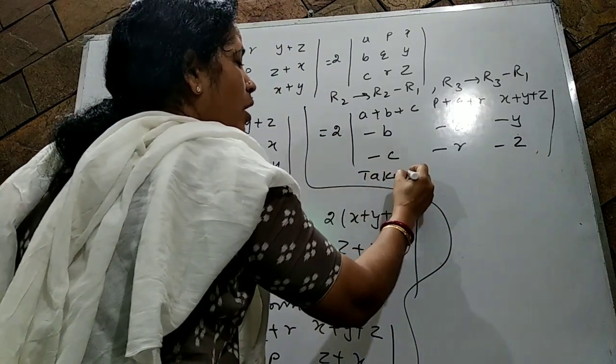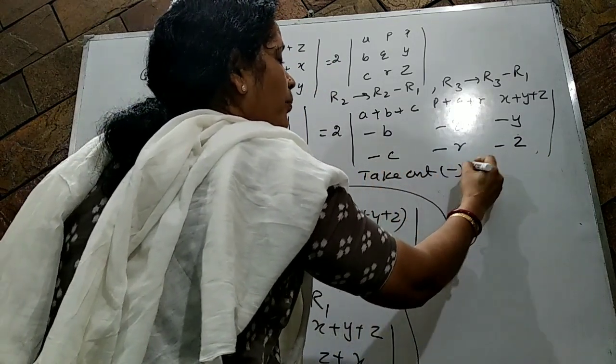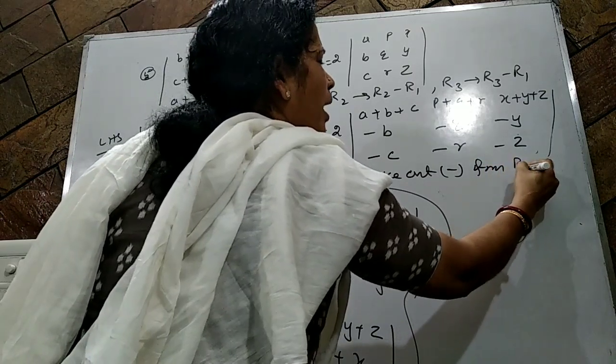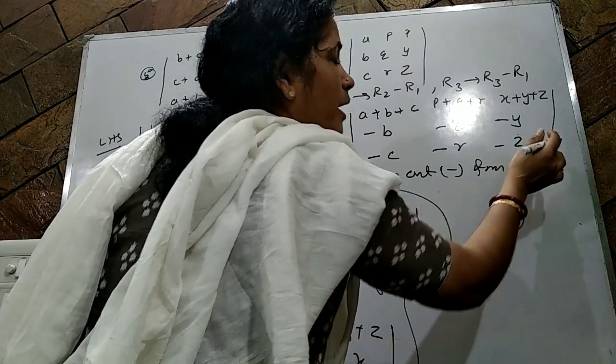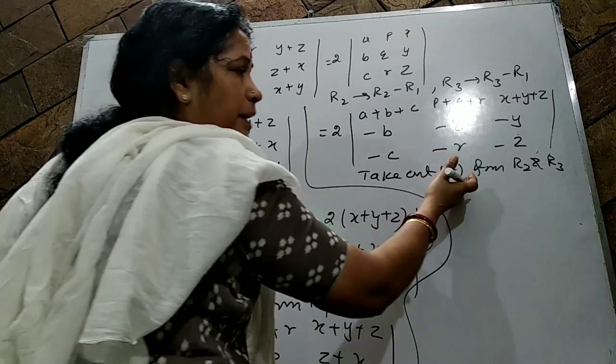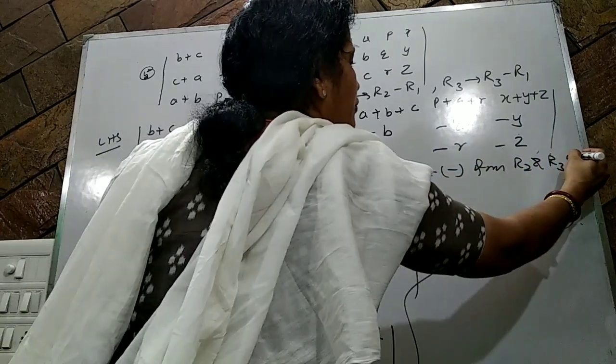Now take out minus from where? R2 and R3. Whatever the common element, you take out minus from R2 and R3 respectively.